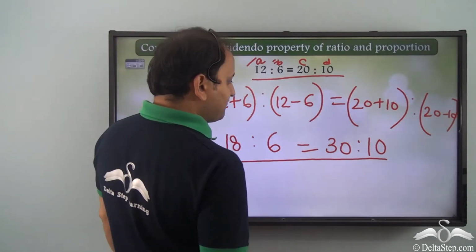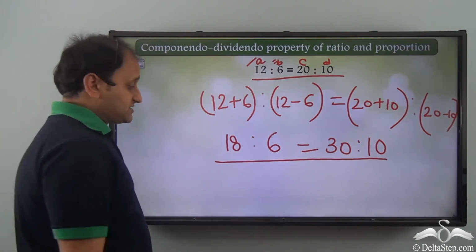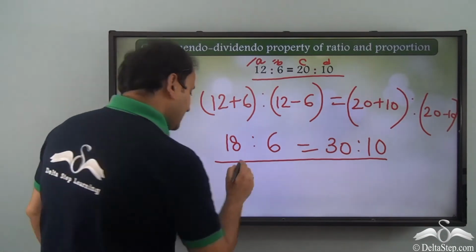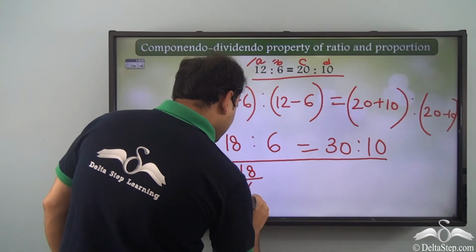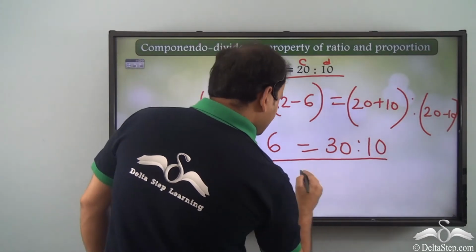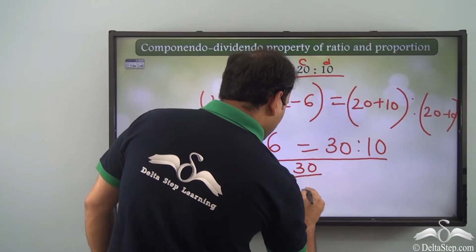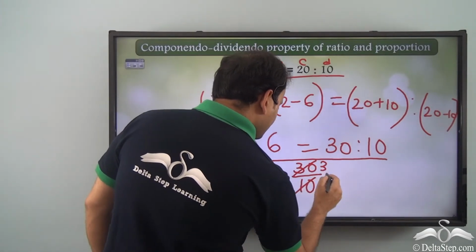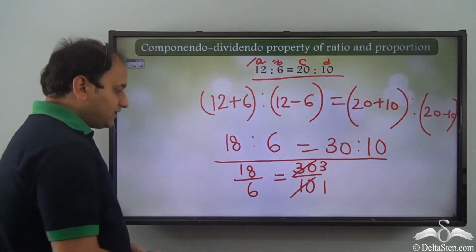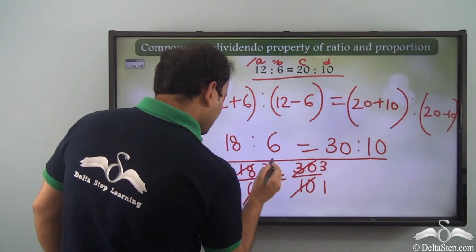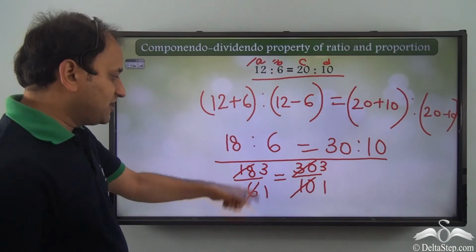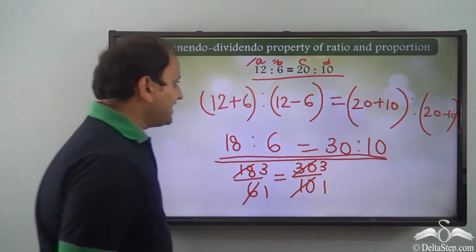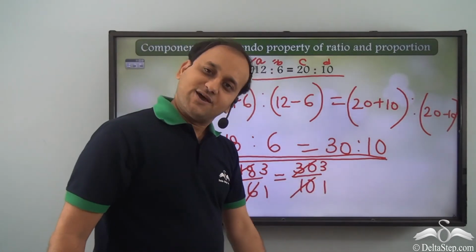Now if we further simplify, we can actually verify if this is correct. So 18 is to 6, what can we write it as? Well, 18 by 6 is equal to 30 by 10. So 10 into 3 is 30, right? And 6 into 3 is 18. So we have 3 by 1 on both the sides. It means that this is correct. So we applied componendo dividendo and we solved this problem.